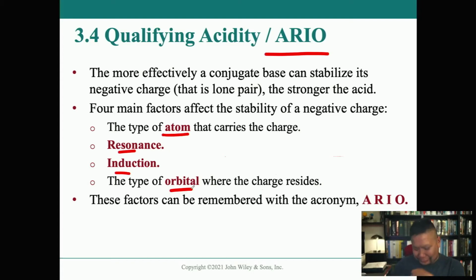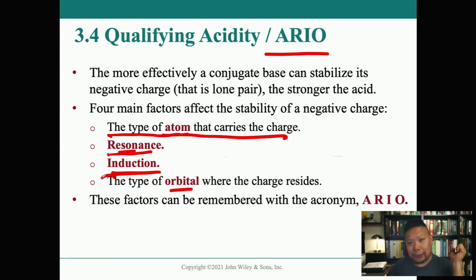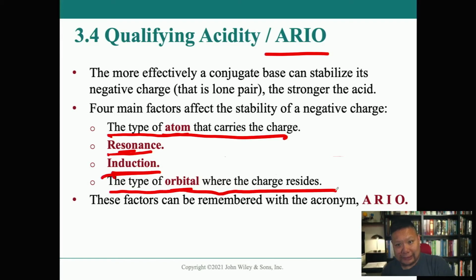Anyway, we're going to take a look at each of these individually, of course. But the type of atom that carries the charge is important in evaluating the stability of that anion or that lone pair of electrons. Resonance, of course. Why? Because resonance is always a stabilizing factor, right? And then induction. What induction is, just briefly, is the action of an electron withdrawing group that will pull electron density away from another area of a molecule. And then, last but not least, the orbital in which those lone pairs reside, right? Oh, good old ARIO.